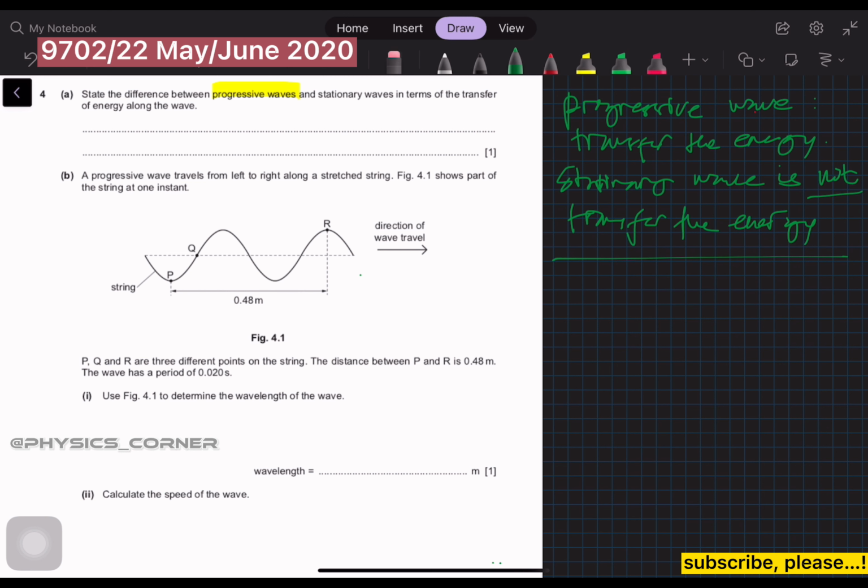Okay, wavelength. Actually from this point until R, this is one wavelength.